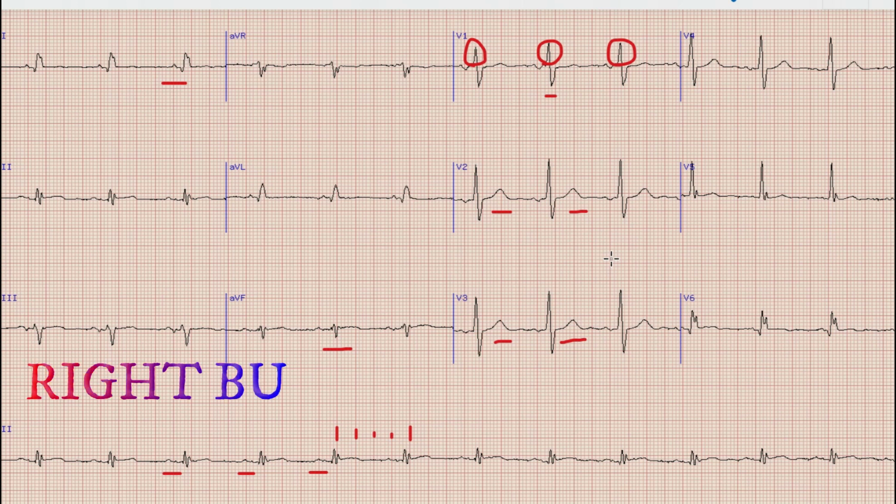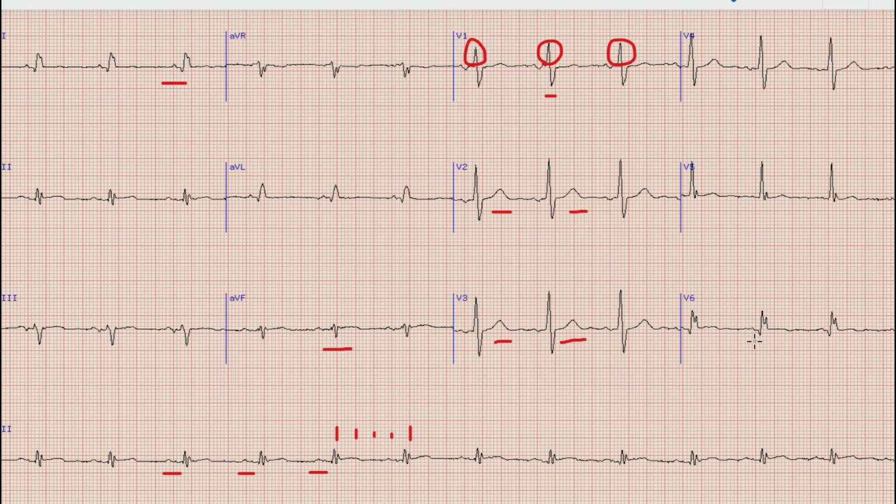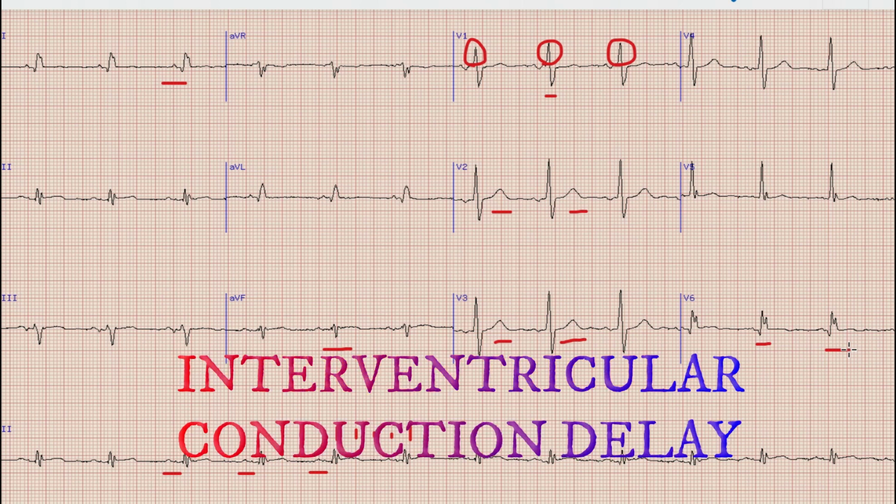Next is the presence of right bundle branch block. Although there is a wide QRS complex in lead V1, if we look at lead V6, there are no deep S waves. For a right bundle branch block, there should be an RSR pattern in lead V1 with deep S waves in lead V6. So this is not a typical morphology for right bundle branch block. Rather, we will call it interventricular conduction delay.